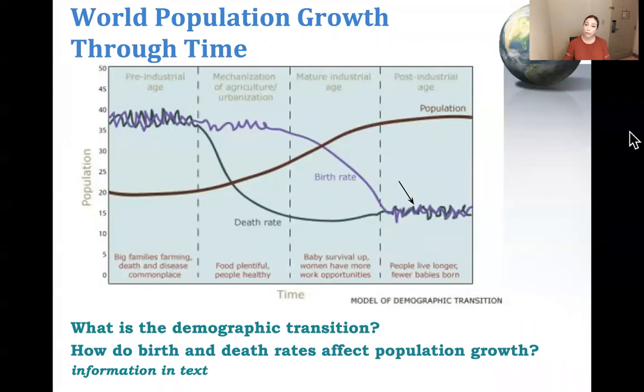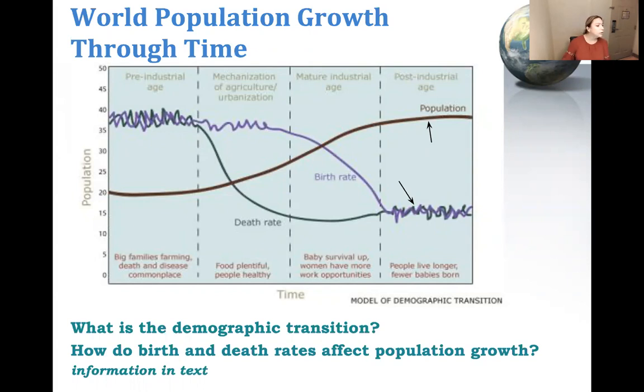So what does that do to population size? Well, here, the population is big, but growth rate has leveled off. We're not growing like we used to, but we still have a large population. So that is the final stage of the demographic transition model. Now, remember that for your learning objective, you need to know how birth and death rates affect population growth at the different stages of the demographic transition model.